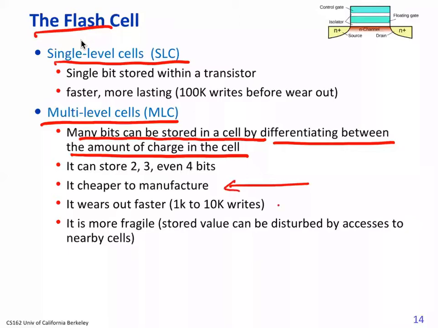However, they wear out faster than single level cells. All right. And they are more fragile. Fragile in the sense that a stored value can be disturbed by access to nearby cells. If you make changes in a nearby cell, then it may impact neighboring cells. So this is at the top level. We can understand that flash usually comes in single level cells or multi-level cells.